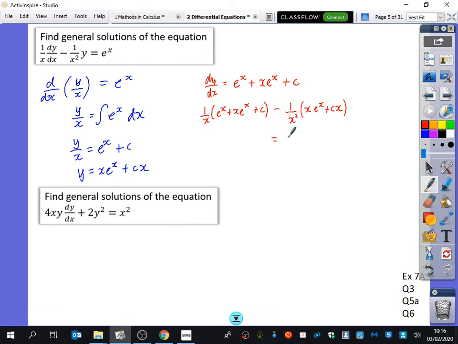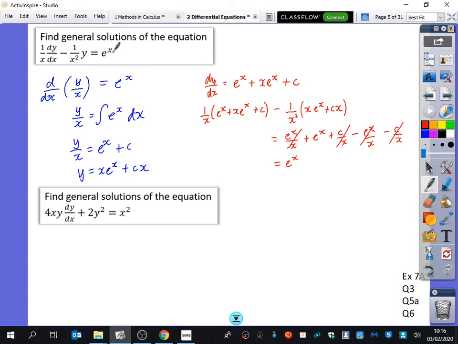So when we multiply the brackets, you get e to the x over x plus e to the x plus c over x, just expanding that, minus, what does this expand to? e to the x over x. Good. Plus c over x. Minus c over x. That cancels, we have 2 equals e to the x that we wanted.